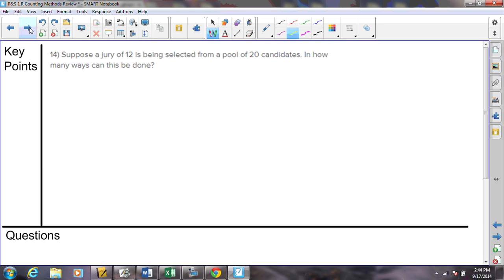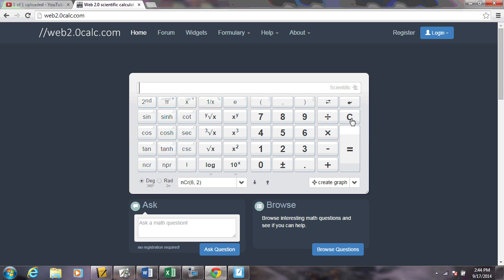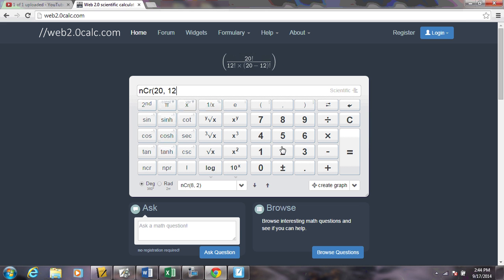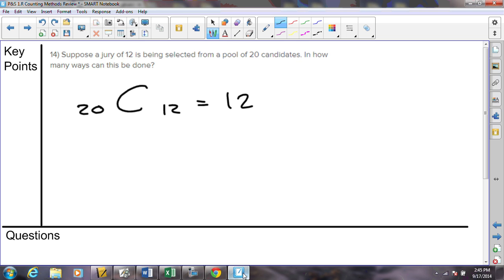Number 14. Suppose a jury is being selected from a pool of 20 candidates. How many ways can it be done? So we have 20 to pick from. We're going to pick 12. Does it matter who gets picked first? No, not for a jury because everybody votes the same. This is a combination problem. Recognizing that the order is not important is one of the critical components. So we'd have combinations, 20 picking 12, and there's our answer. 125,970.